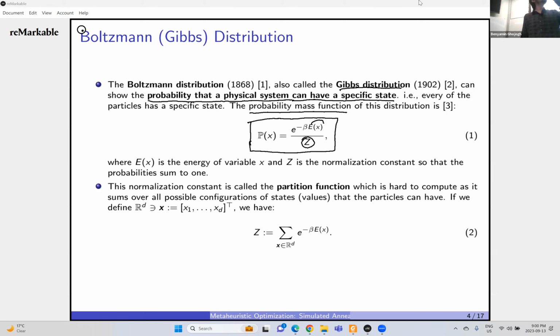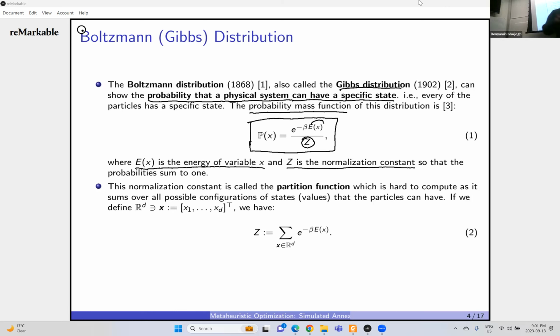Very simple. Don't see this as a complicated thing. Science is really easy. You shouldn't be afraid of it. So what is this? Let me explain every part of it. Capital E(x) is the energy of variable x. Z here is a normalization constant. Why? Let me tell you about Z a bit.